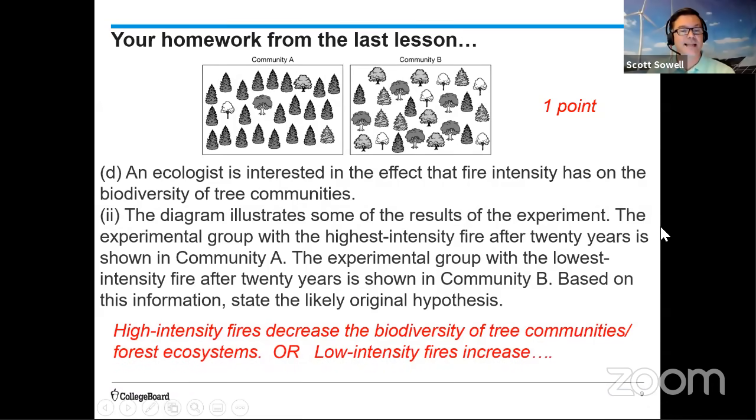So it could have been something like high intensity fires decrease the biodiversity of tree communities or a forest ecosystem. Or you could have said the opposite, low intensity fires increase those things. So we're looking for a hypothesis based on the experiment that is described. So remember, experimental design is part of your FRQ1 in some flavor.